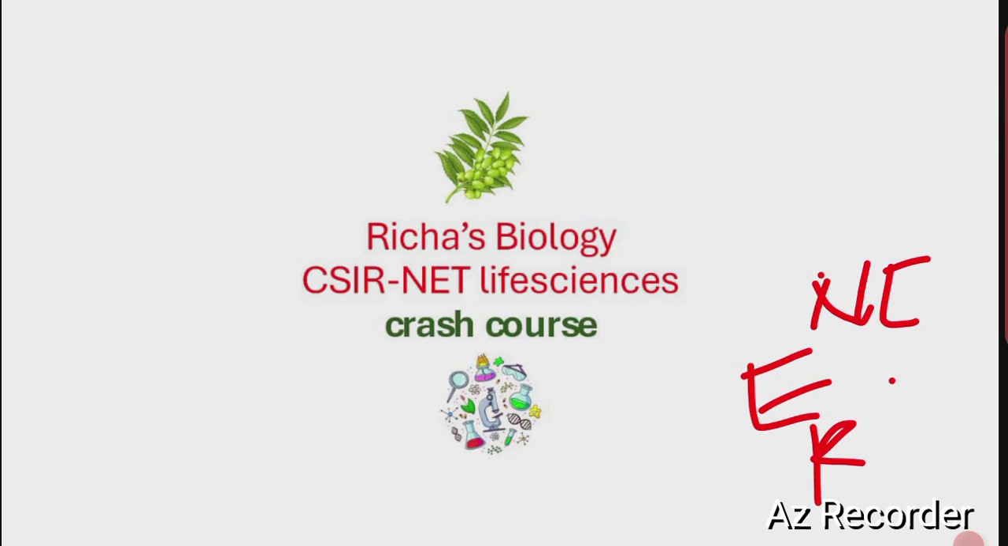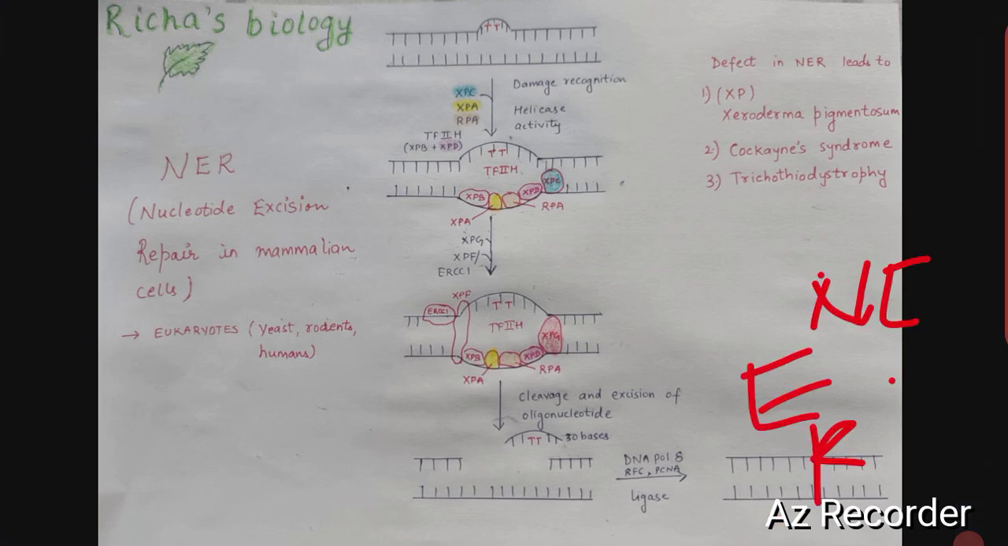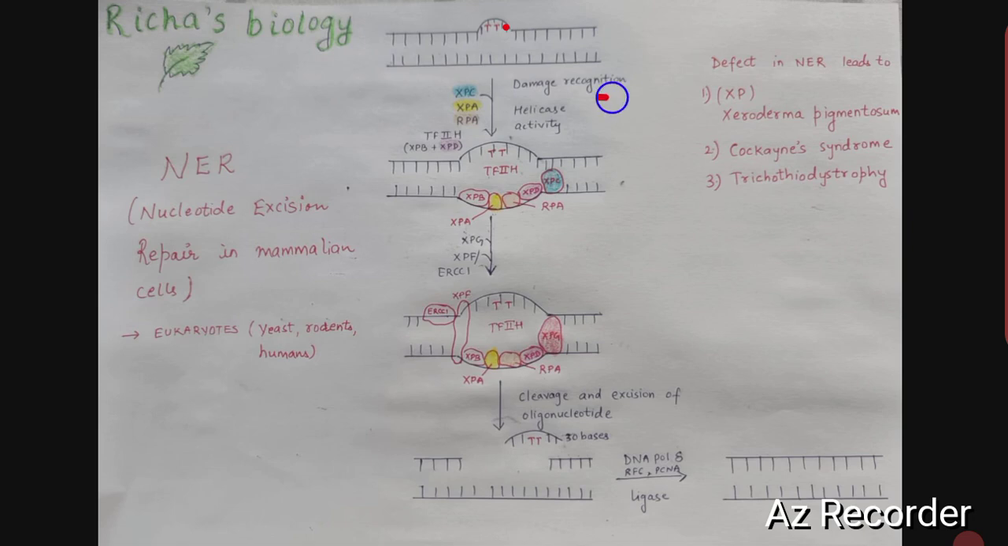So how it works basically, you can see here the slide. Let's suppose UV radiation comes and the TT dimer has formed here, TT, right? First of all, damage will be recognized by our body. So the TT dimer, either it will be removed by photolysis action with the help of photoreactivation, or it can be removed by NER in our body.